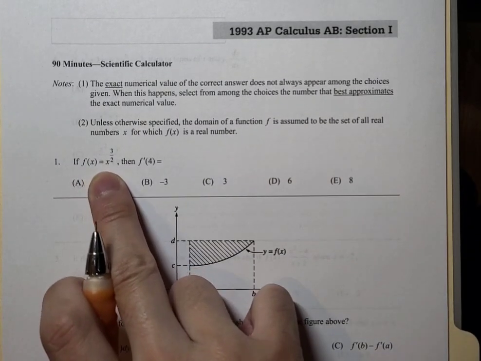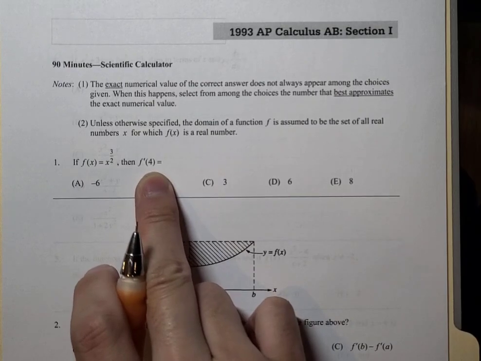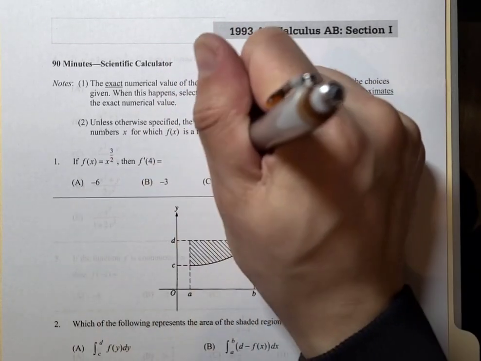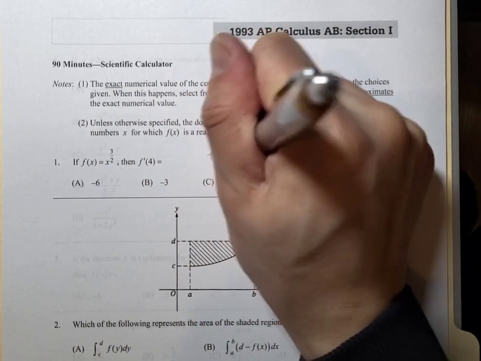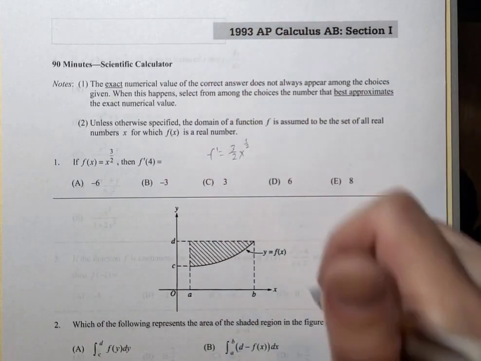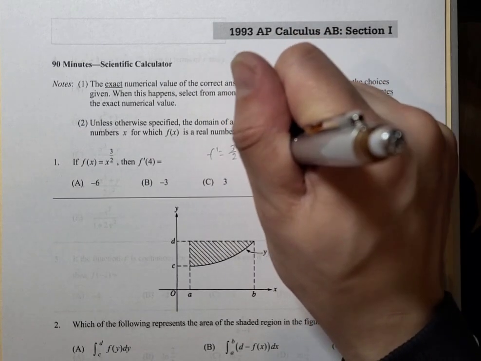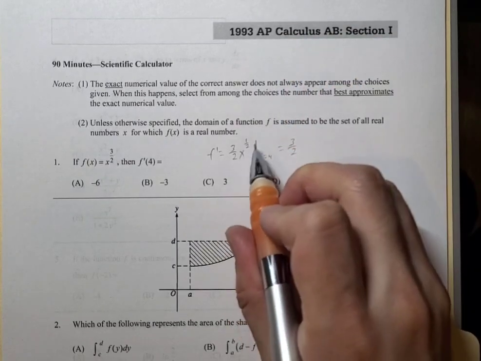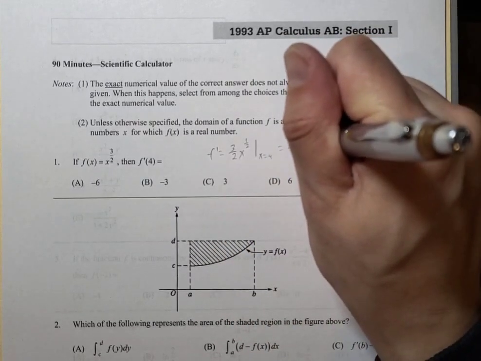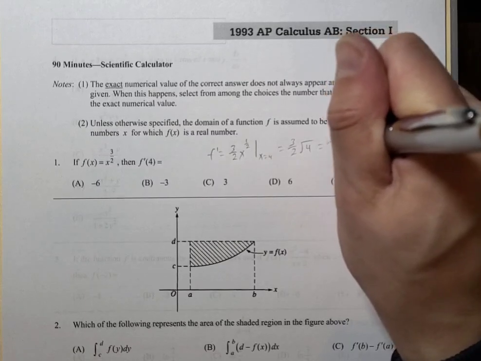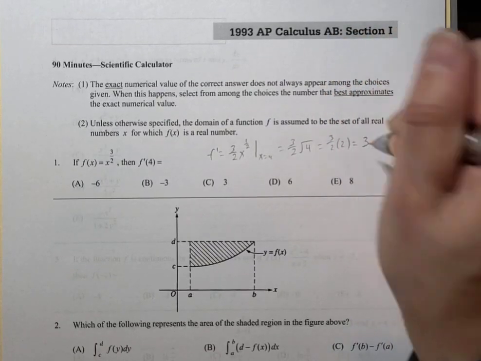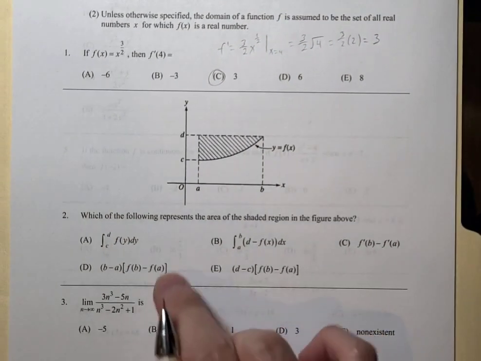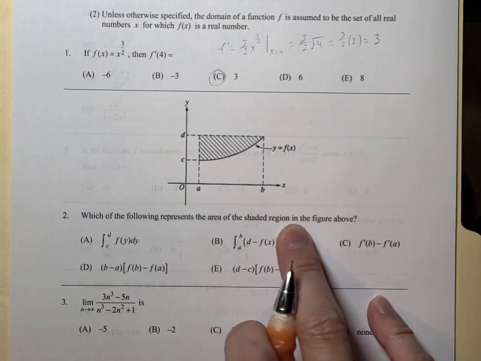F is x to the 3/2 power. F prime of 4 is what? Let's find f prime. We just use the power rule. That'll be 3 over 2 x to the half power. Okay, and we evaluate this at x equals 4. That's 3 over 2. X to the half is the same thing as square root x, so it's square root of 4, which is 3 over 2 times 2, which is 3. Number 1C.